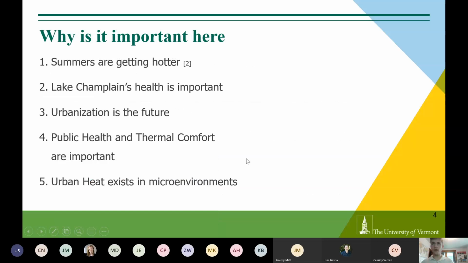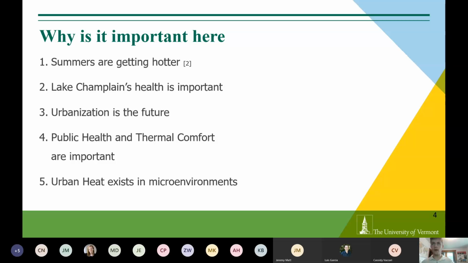So why is it important here in Burlington specifically? One, our summers are getting hotter. And although Burlington doesn't have many hot months, in recent years, summers are getting increasingly warm. Research indicates an average increase of more than 2 degrees Fahrenheit in the last century. And with the impact of climate change, we can expect the worldwide temperature to further increase.